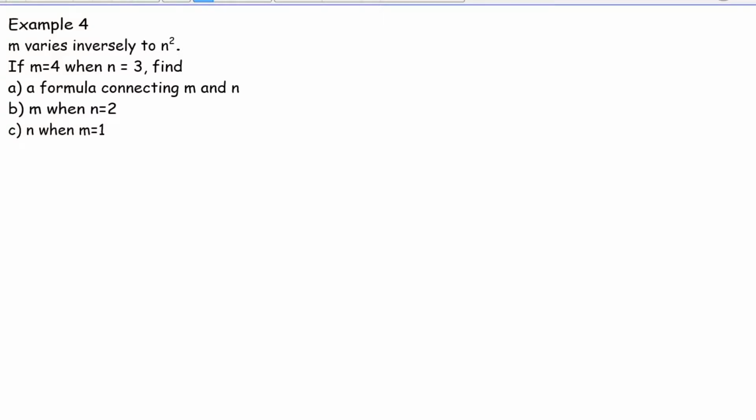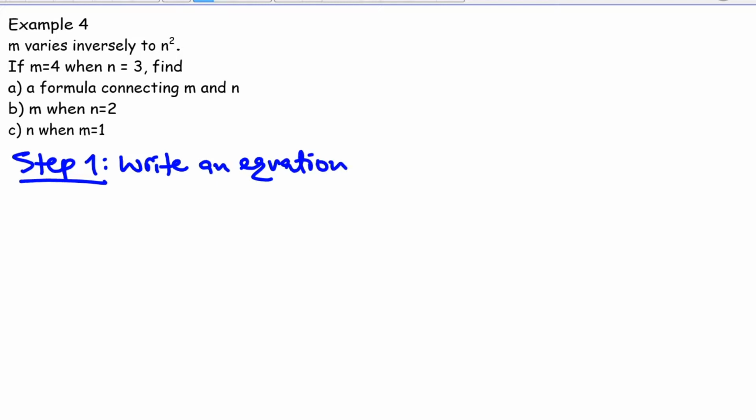m varies inversely to n squared. If m is equal to 4 when n is equal to 3, find a formula connecting m and n. So, step 1, write an equation relating m and n.